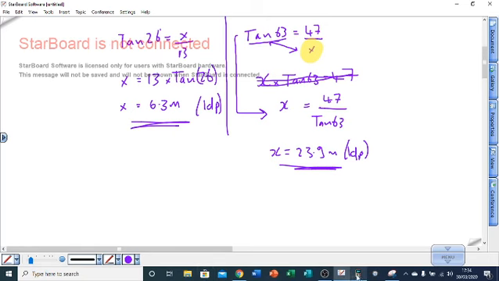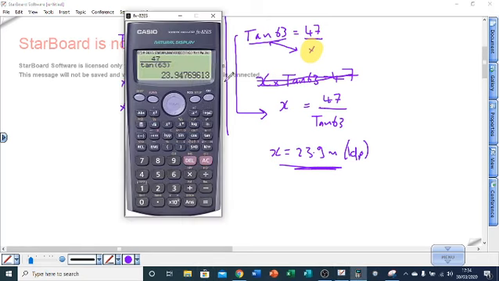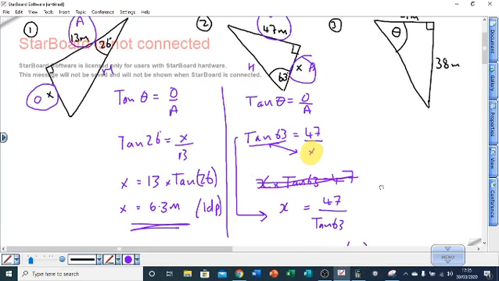Now, just to come back to this, just to show that that is a division, you get the same answer. You could just type in 47 divided by tan 63. It means exactly the same thing, 23.9. Okay, so you can use the fraction button or the division. It means the same thing. A fraction is a division. Okay, so let's have a look at the next style.